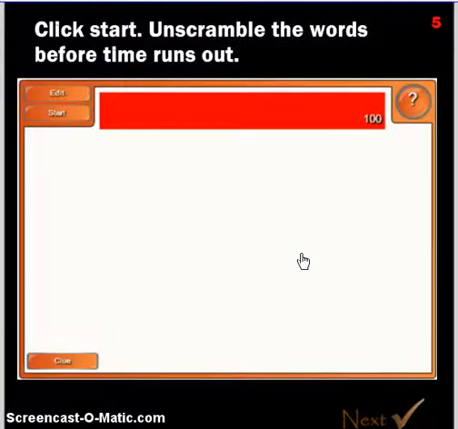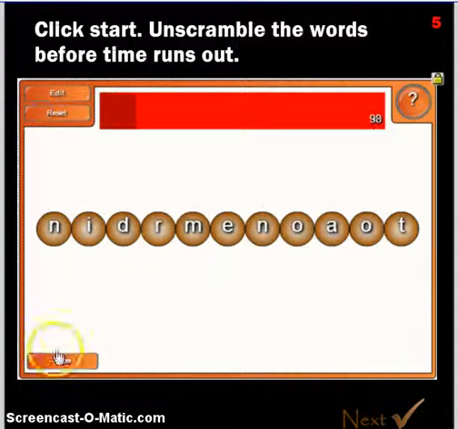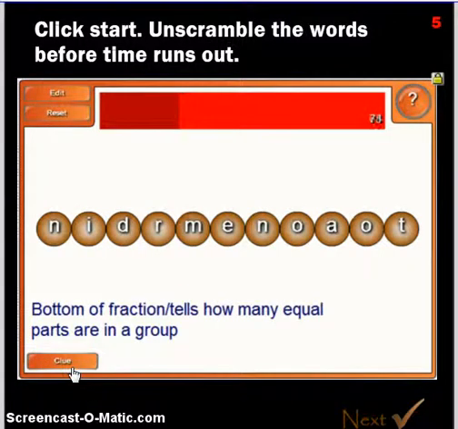So for this unscramble, it's quite challenging with the timer. The quicker you do it, the more points you get, but some of the words are fairly long. These are all math terminology that go along with this specific lesson. There are clues at the bottom that can help.